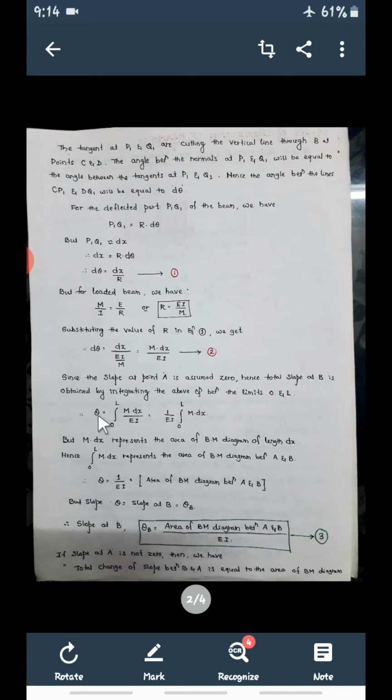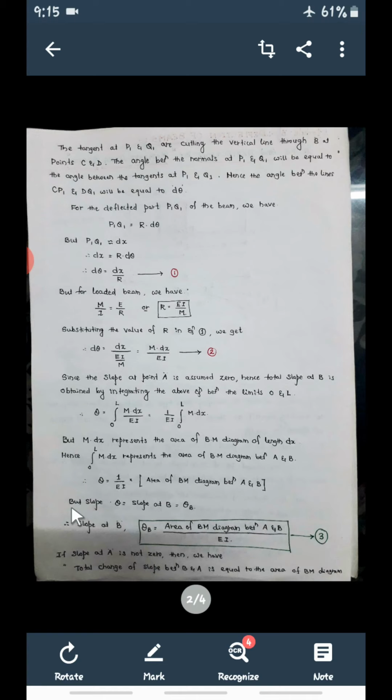So theta is equal to 1 by EI. Then what is this 0 to L, M into dx? M into dx is the area of bending moment diagram. If I write 0 to L, it means it is between A and B. So what is theta? Theta is known as slope, or it is also called rotation. So theta is equal to 1 by EI, 0 to L M dx, which means the area of bending moment diagram between A and B.